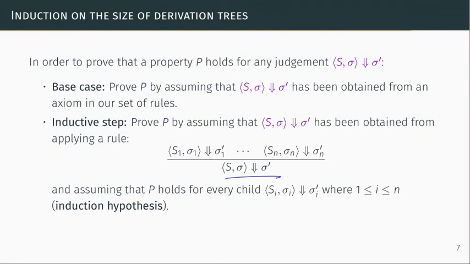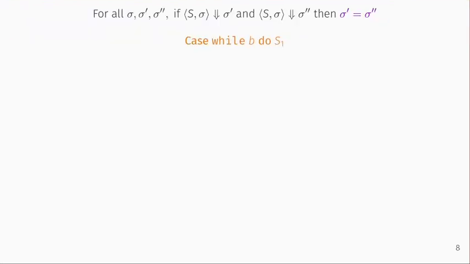In this case, you assume that the thing that you want to prove holds for those judgments above. And then it's your job to prove the property for the judgment below. So the induction hypothesis says that you can assume the property for each child in the derivation tree, and then, assuming this, you have to prove the property for the whole tree. Now let's go back to our previous proof, but now we prove it by induction on the size of this derivation, this one.